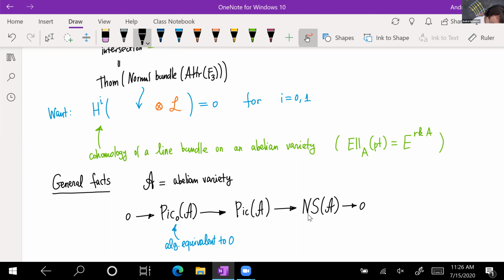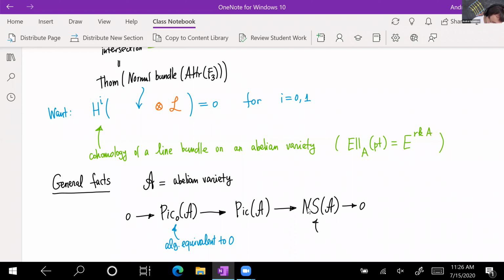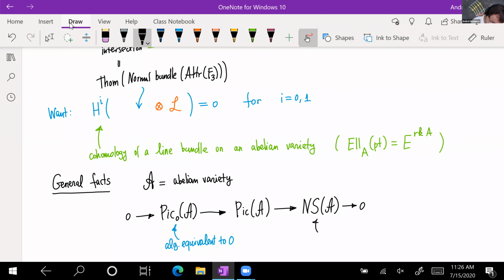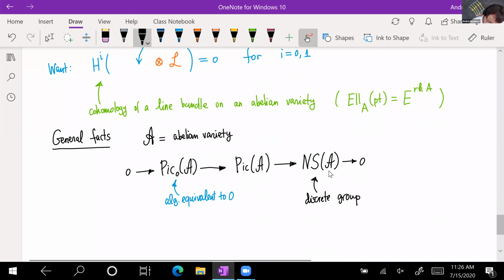This is a discrete group. This quotient is discrete, and this is connected. In fact, this is another abelian variety. This is also an abelian variety by definition, called the dual, also an abelian variety.